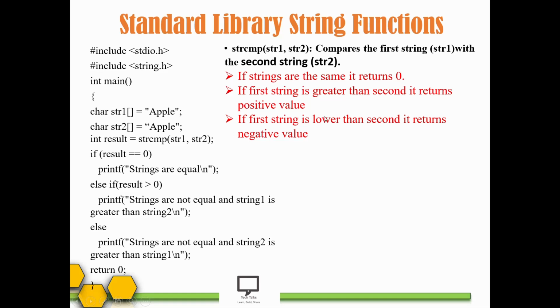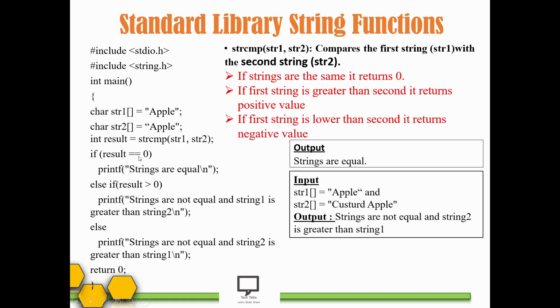And if the first string is lower than or smaller than the second, it returns a negative value. Let's have a look at an example. Very first thing, in this situation, the strings are equal, so it will return the result as 0, as both strings are the same.